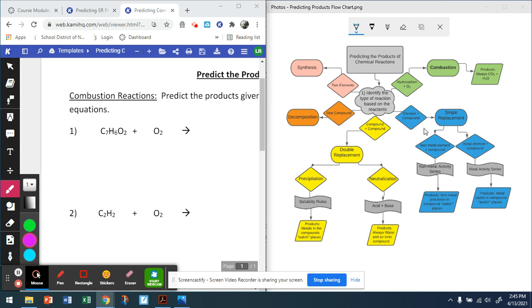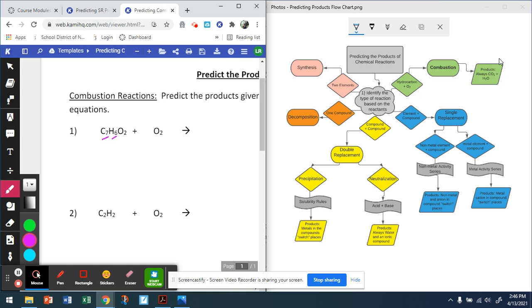We might consider that it is single replacement because you have an element and a compound, but notice that the compound has to be ionic. Here, this compound doesn't have a clear ion to switch out. And because we have that C and H within the compound mixing specifically with oxygen, this one is combustion.